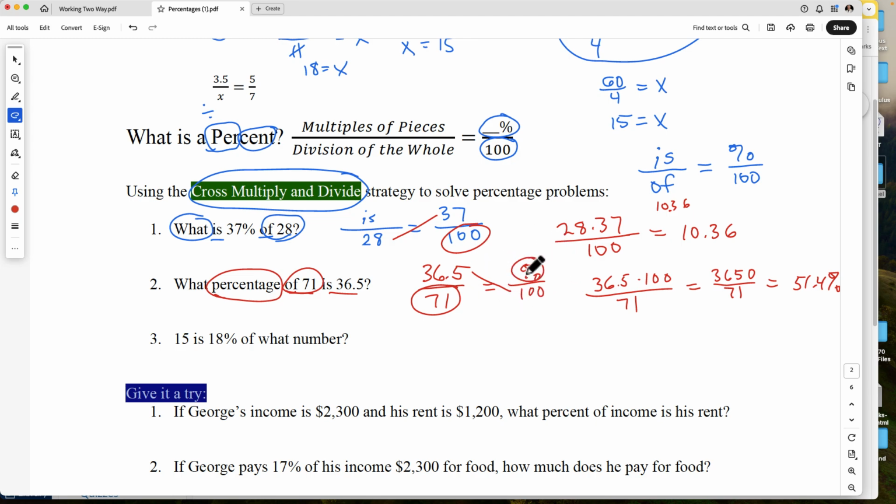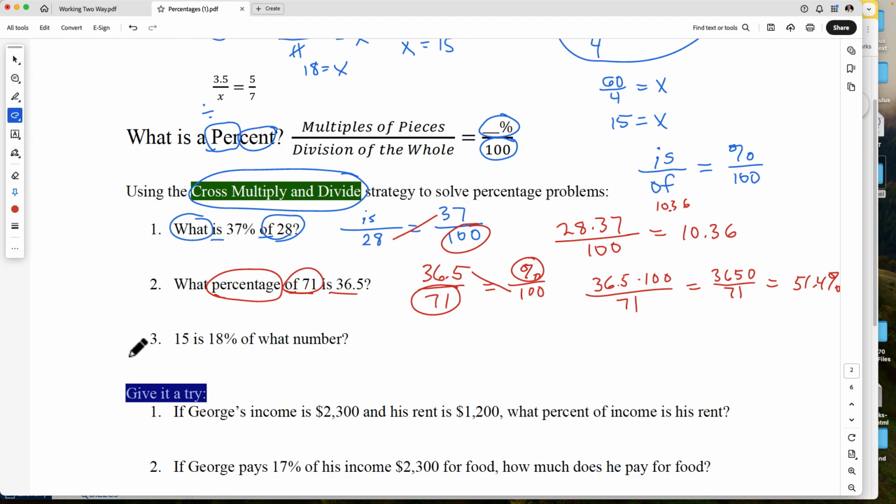So some of the questions, we want to know what percentage it is. Now, yes, you could have divided them and then multiplied by 100. We can do it in different orders. And you might already be good at this, and that's the way you do it. That's fine.